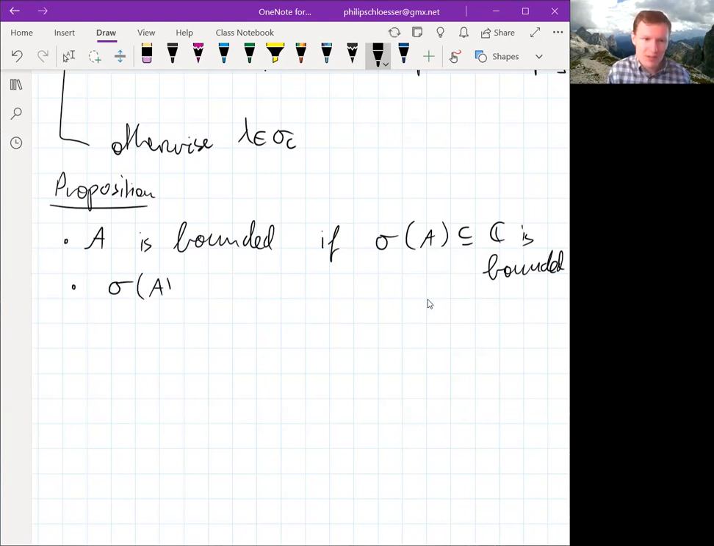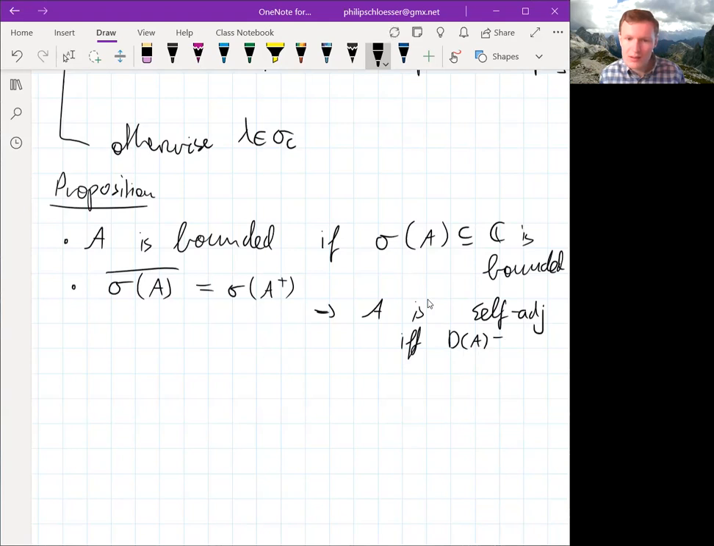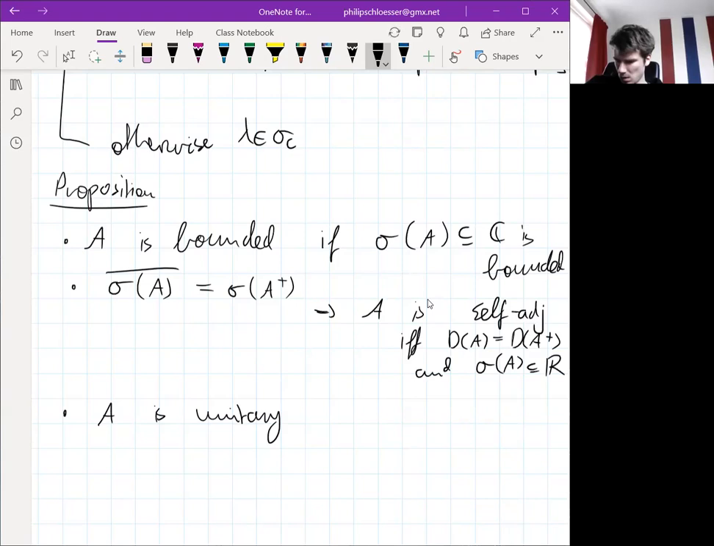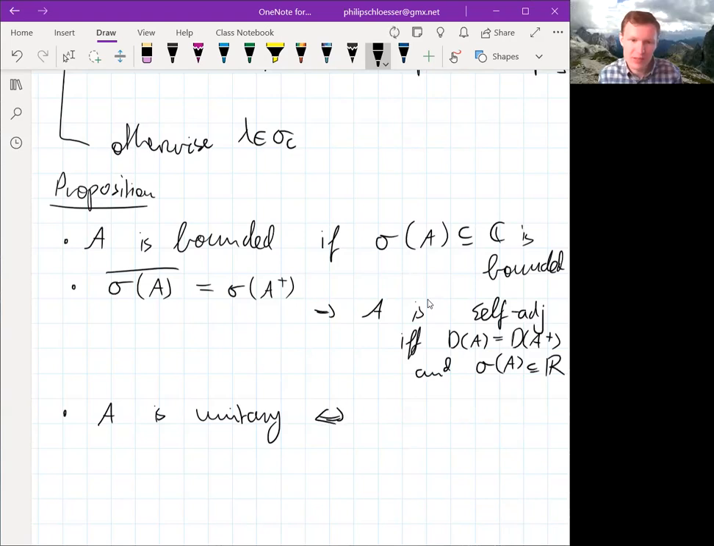Then secondly, this shouldn't really come as a surprise: the spectrum of the adjoint operator is just the complex conjugate of the spectrum. So in particular, A is self-adjoint if the domains of A and A dagger are the same, and if the spectrum of A consists of real numbers, since symmetric operators have real eigenvalues. Does this also imply that the Hamiltonian is not defined on the whole Hilbert space? Yes, sure. And lastly, A is unitary if and only if the spectrum of A is contained in those complex numbers that have absolute value 1.